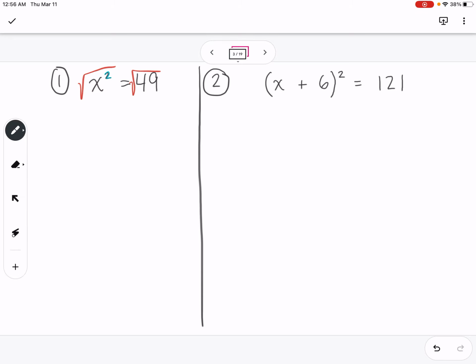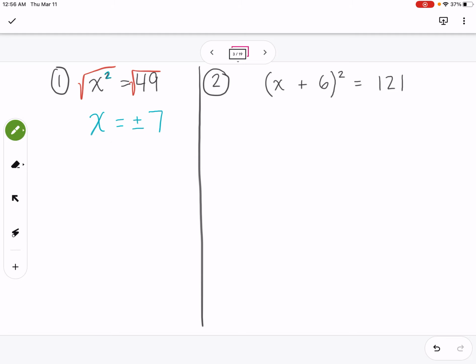So when I square root, I get x over here. Why? Because the exponent squared and the square root undo each other. Now, what does the square root of 49 equal? Well, the square root of 49 is the number I can multiply by itself and get 49. I can do 7 times 7 and get 49, but I can also do negative 7 times negative 7 and get 49. So therefore, my answer is x equals plus or minus 7.